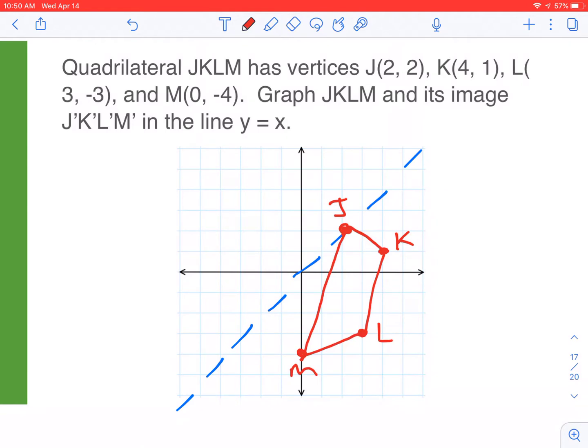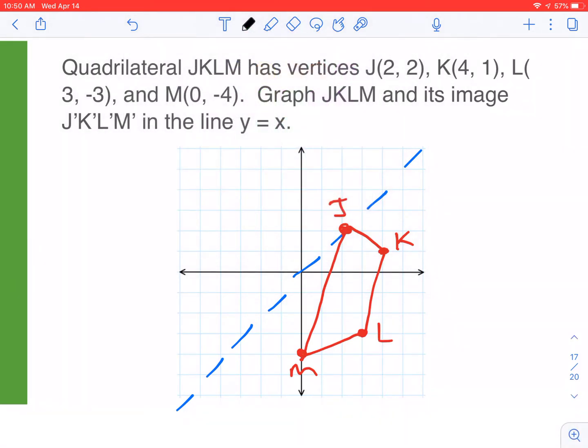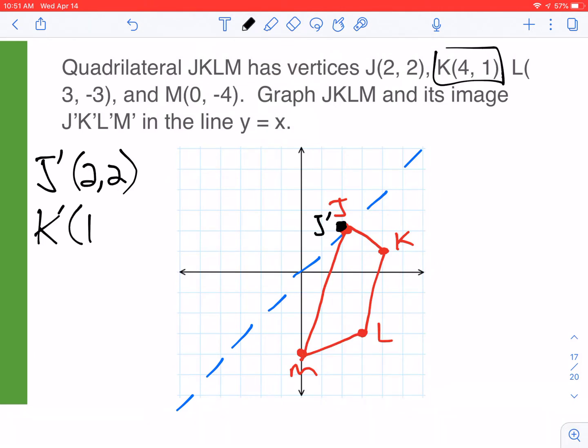And what I'm going to do is I'm going to reflect it over that blue dotted line, over y equals x. So what I do for J prime is I'm going to flip-flop my points. Well, guess what? 2, 2 flip-flopped is 2, 2. It's right on the line. So there's J prime. Now I'm going to take 4, 1, and K prime will flip-flop to 1, 4.